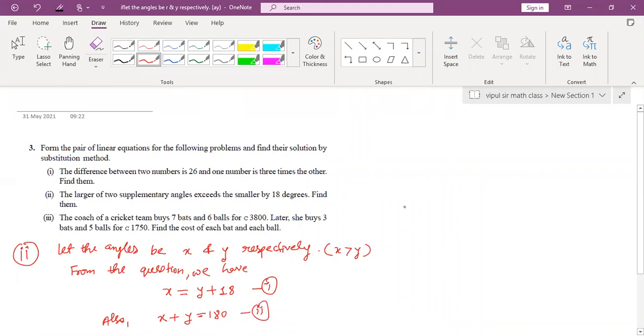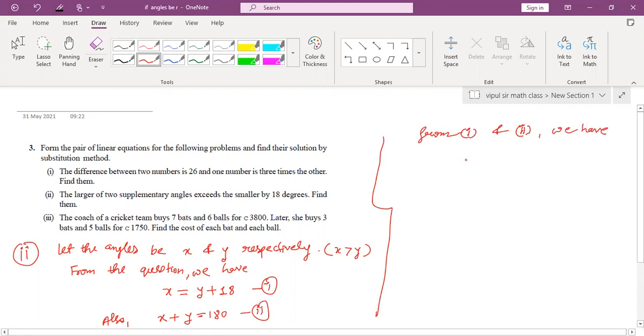Now on solving the first and second, we can find the values of x and y. Therefore from first and second we have, in place of x we will put y plus 18, plus y is equal to what? 180.